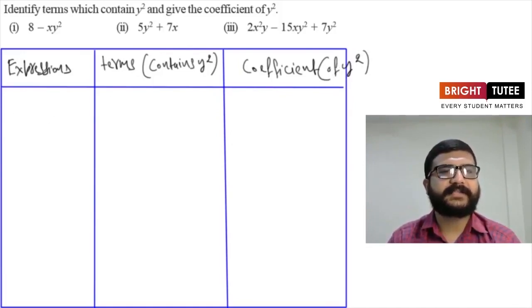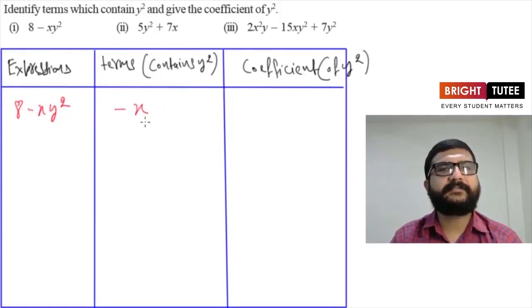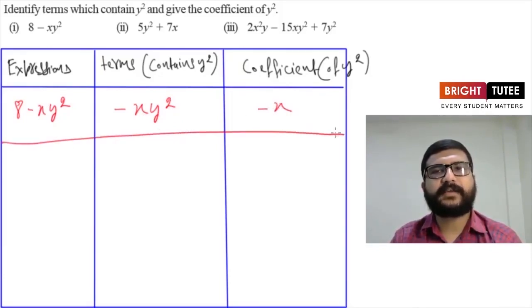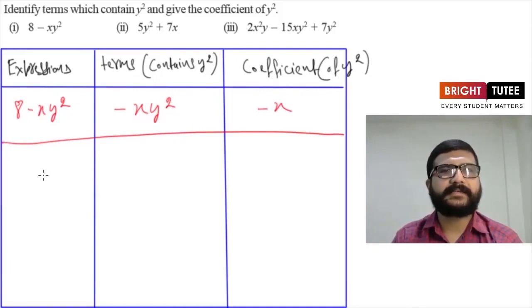Now let's write the first expression. The first expression is 8 minus xy square. Now the terms having y square, there is only one term which is having y square, it is minus xy square. Now the coefficient of y square will be, just remove y square from this term, so we are left with minus x. Minus x is the coefficient of y square in the term minus xy square.